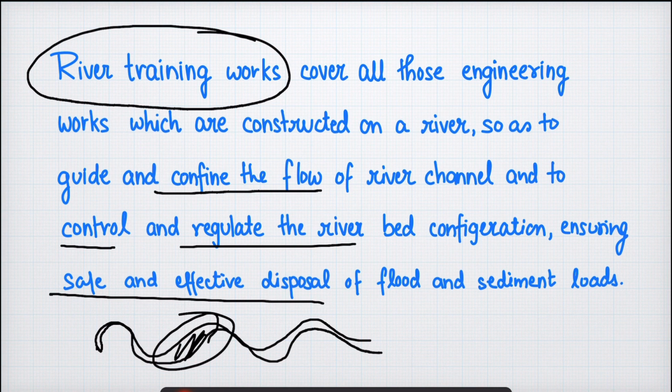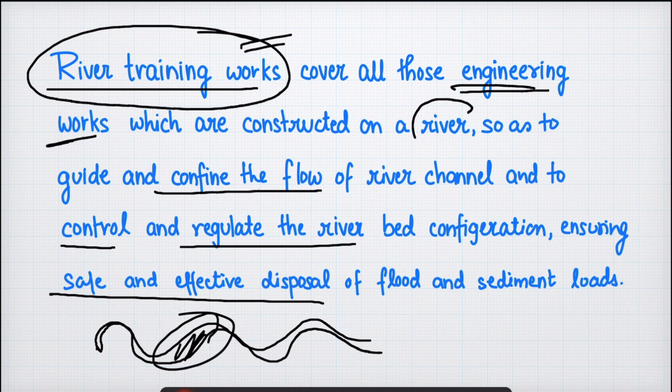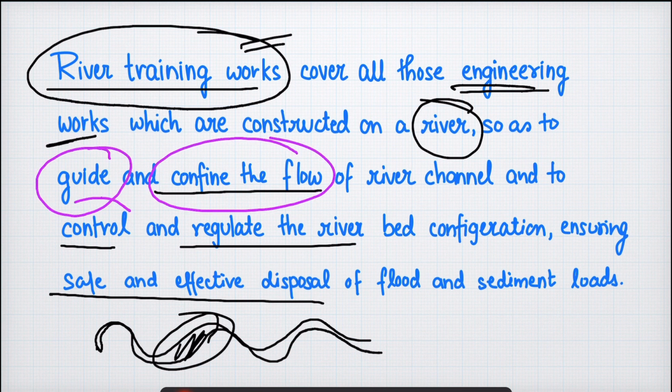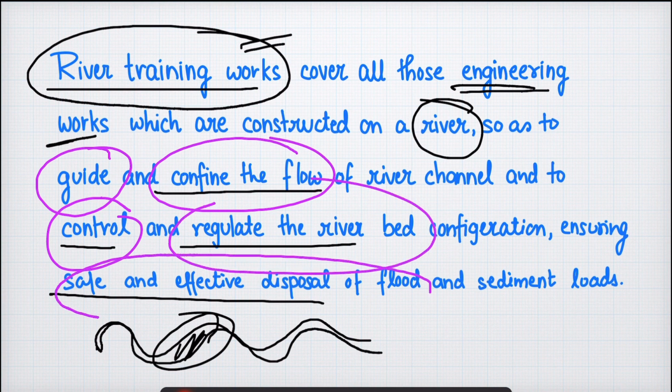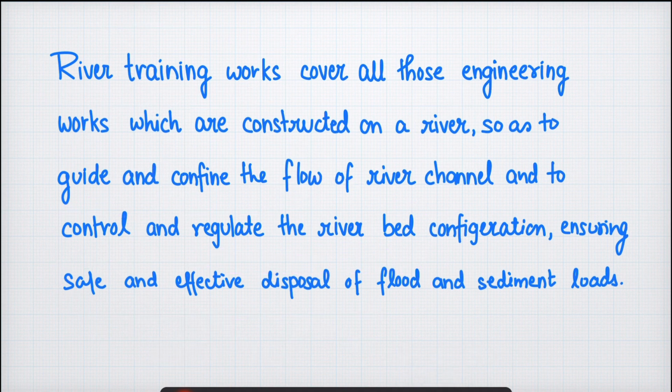Okay, so if we are discussing the river training work, the key point is that river training works are the engineering works that are done over the river. The purpose is to guide the river, to confine the flow of the river, to control and regulate the riverbed, and to ensure the safe and effective disposal of the flood and sediment loads. If you are asked about the river training work, these are the technical terms that should be there in your definition.